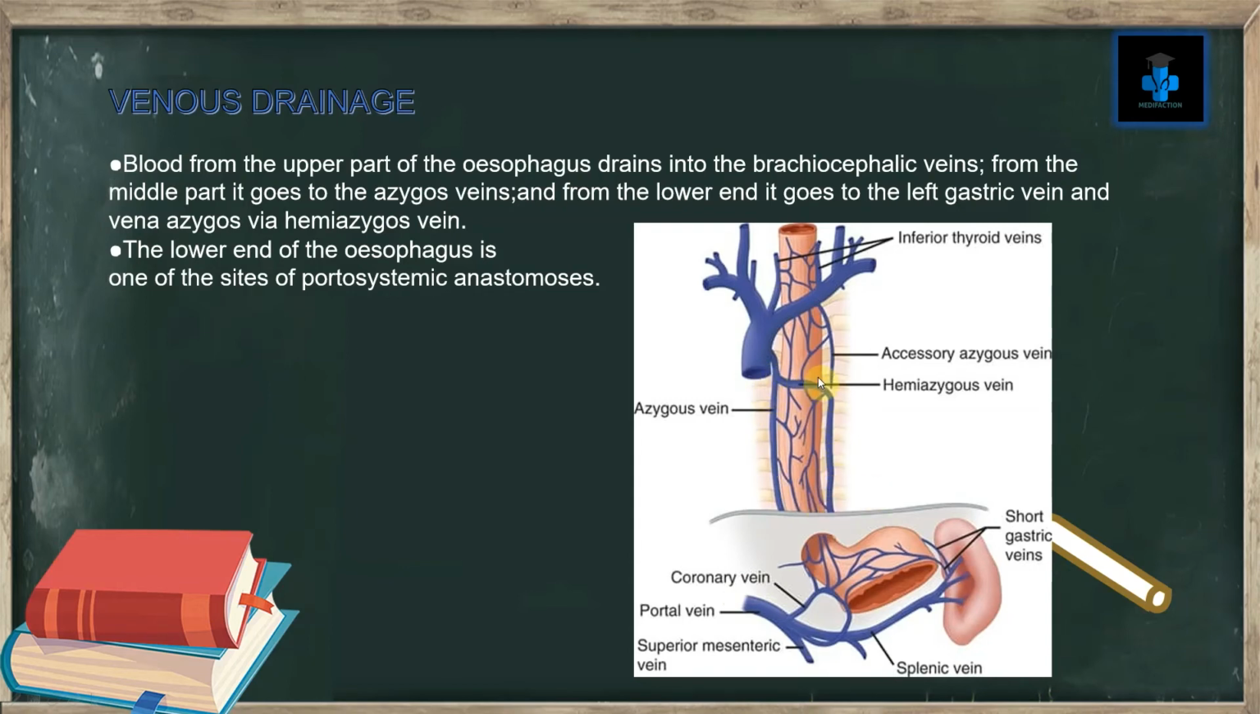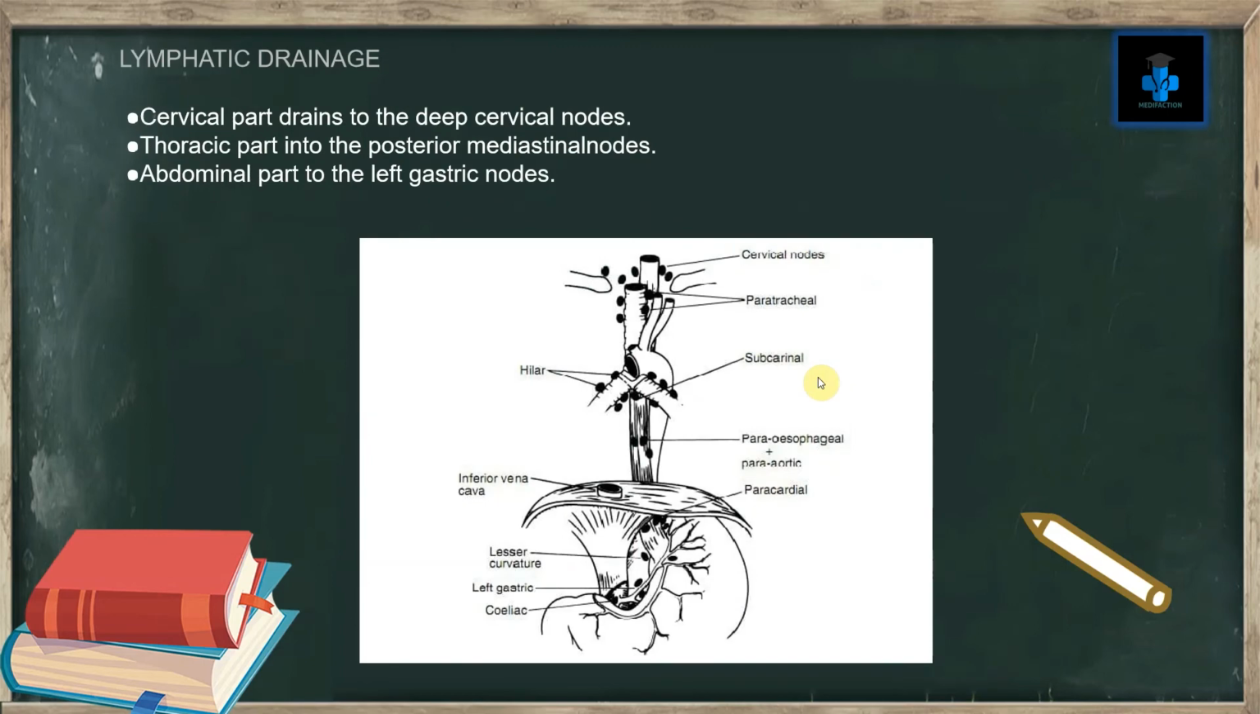Lymphatic drainage. The cervical part drains into the deep cervical nodes. This is the deep cervical nodes right here. The thoracic part drains into the posterior mediastinal nodes, and the abdominal part, which is right here, drains into the left gastric nodes.